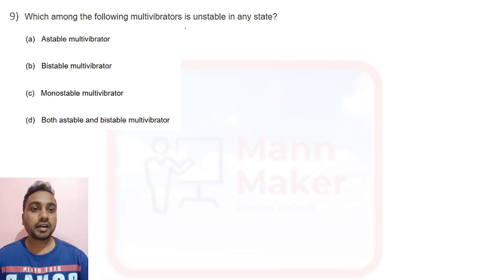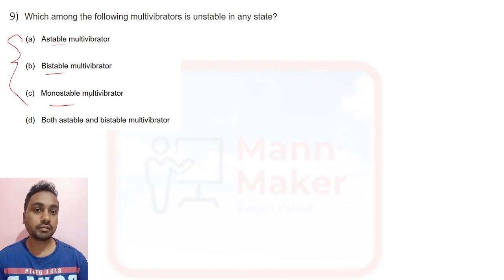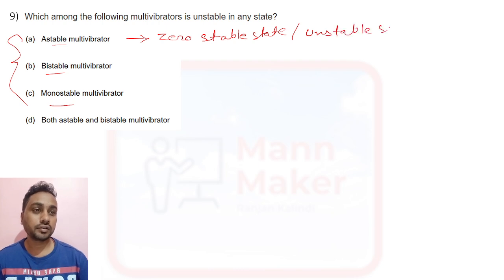Which among the following multivibrator is unstable in any state? So generally we have three types of multivibrator: astable multivibrator, bistable multivibrator, and monostable multivibrator. We have three types of multivibrator. So the astable multivibrator has zero stable state, or we can say unstable state, in an astable multivibrator.